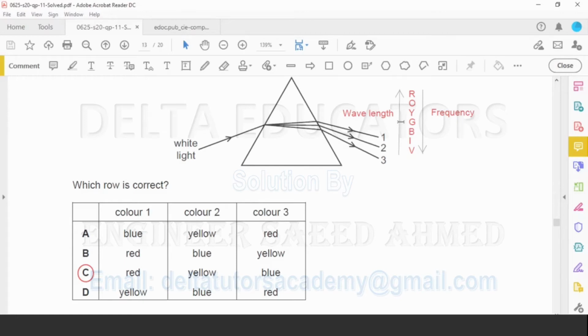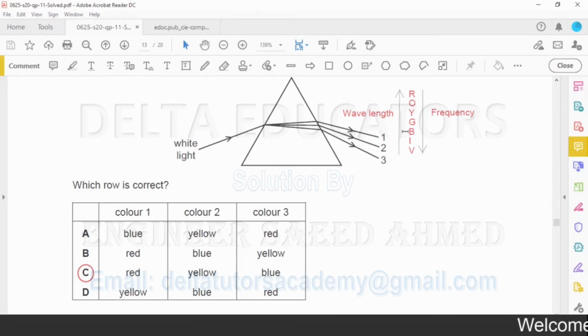After that we have green, then blue. So here this number 3 should be blue. So here correct option is option C, red, yellow and blue. Okay, we consider some other option. In option A, it is given blue. Color 1 is given blue.